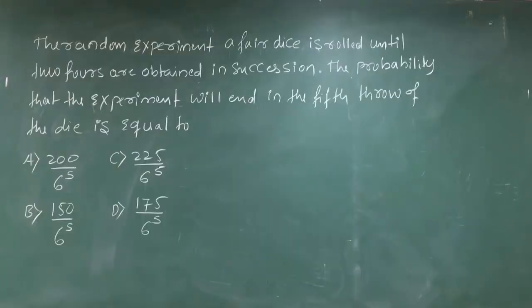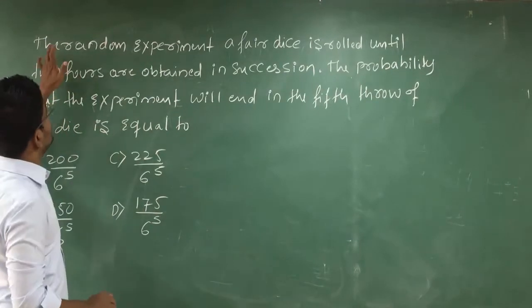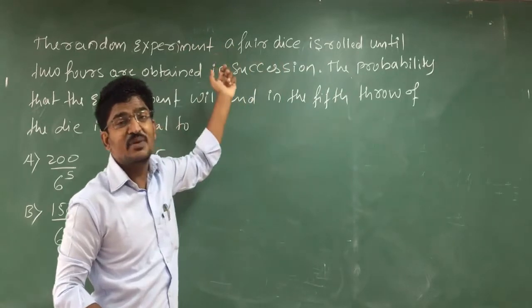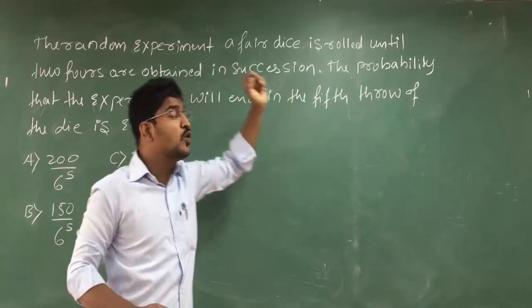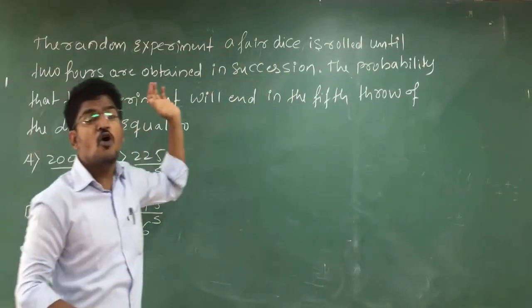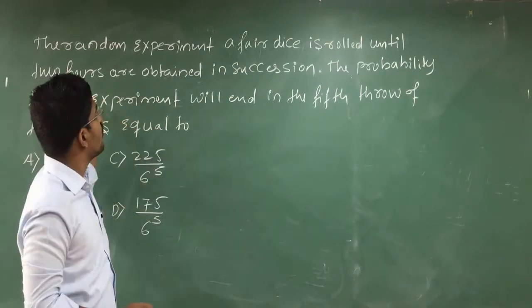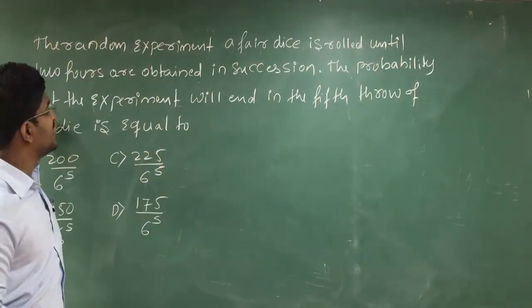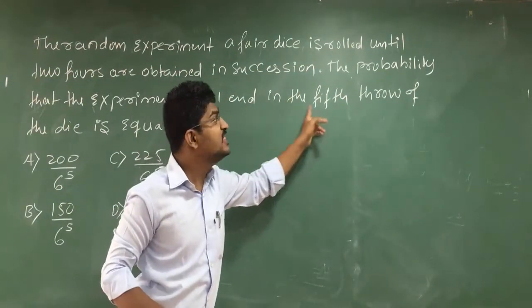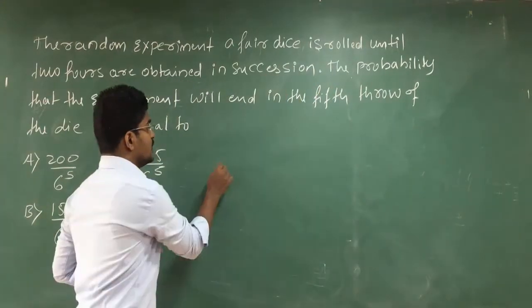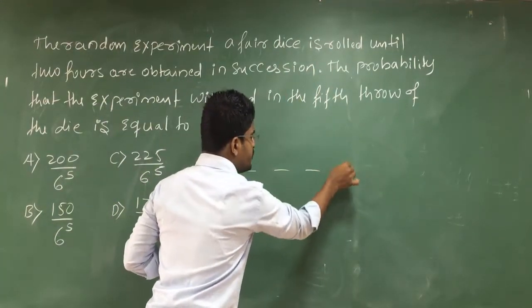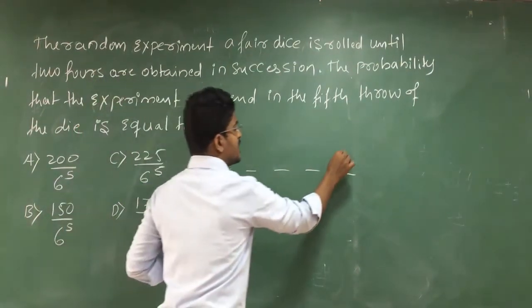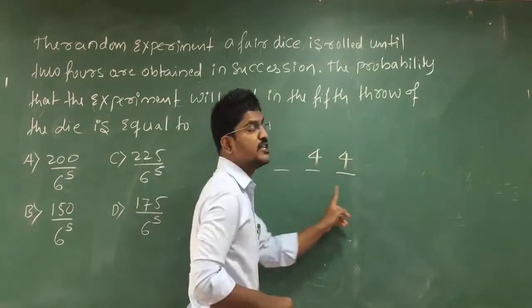Clear? Okay. Okay, students. That is the random experiment of a fair dice. A fair dice is rolled until 2 fours are obtained in succession. The probability that the experiment will end in the 5th throw. That means 1, 2, 3, 4, 5. At the 5th throw, your random experiment has to end. Clear? That means if it is ending here, these two have to be 4.